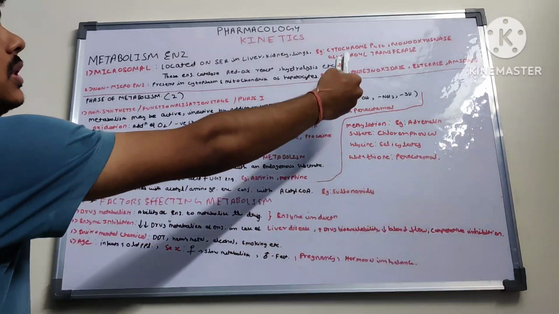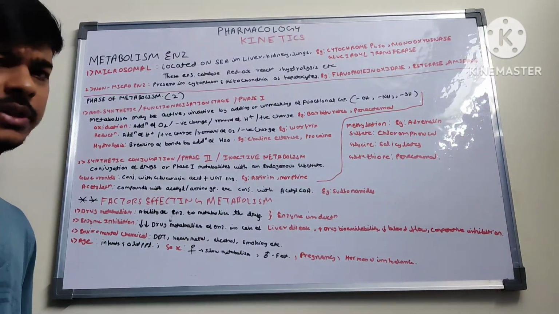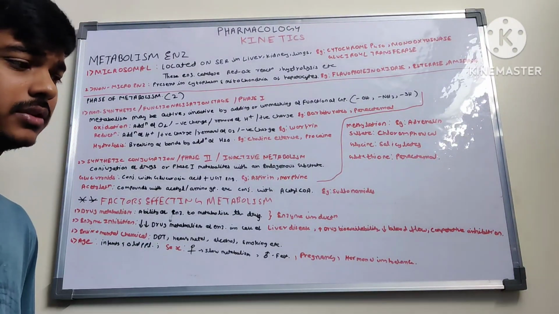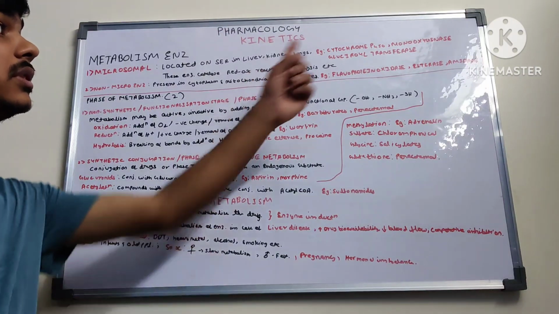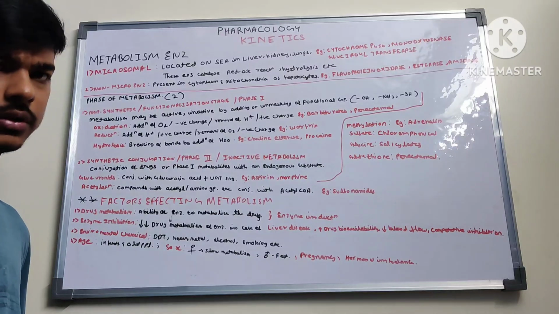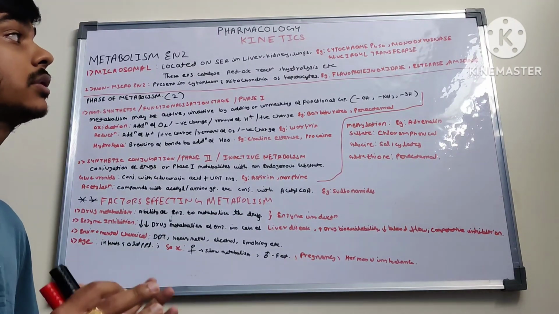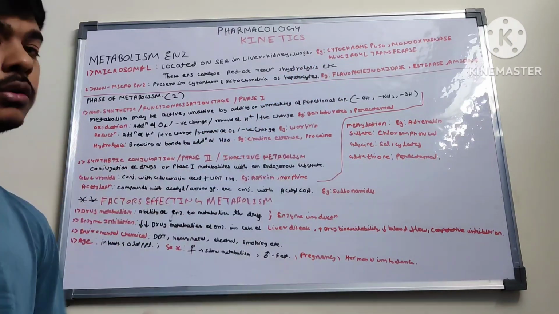An example of this is cytochrome P450. You might have heard of cytochrome P450 many times, even in biochemistry and in your 12th standard biology. So what is cytochrome P450? It is a microsomal enzyme required for detoxification of xenobiotics, or any antibiotic or any drug we are taking. The major detoxification takes place because of cytochrome P450.